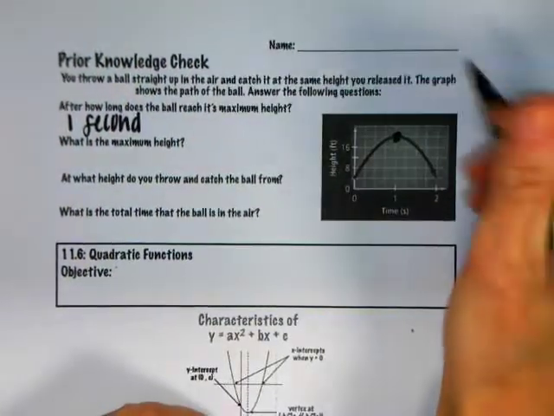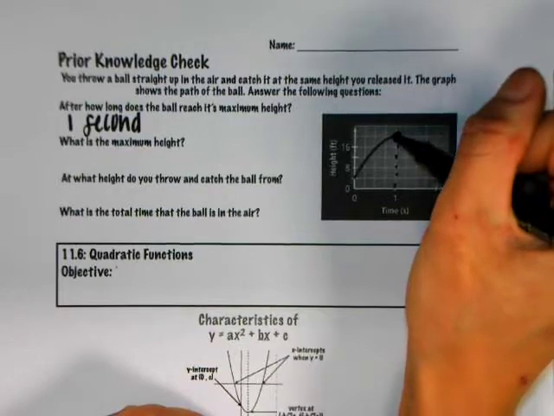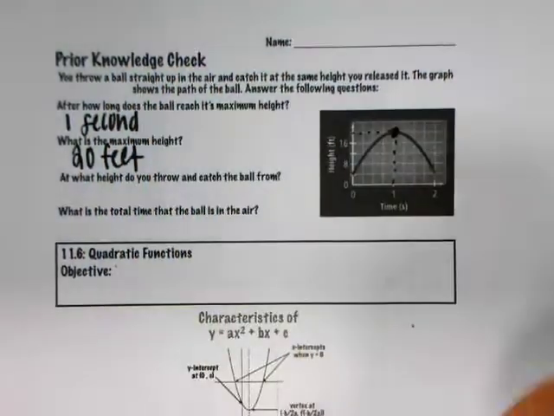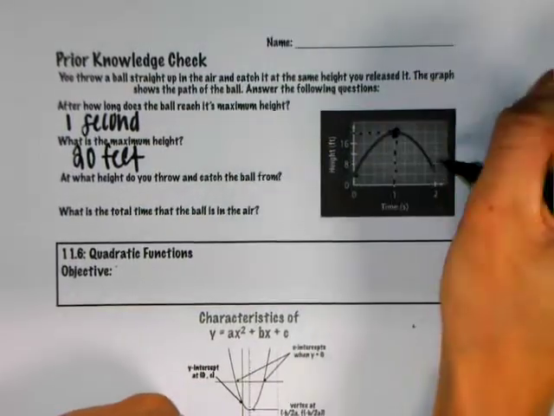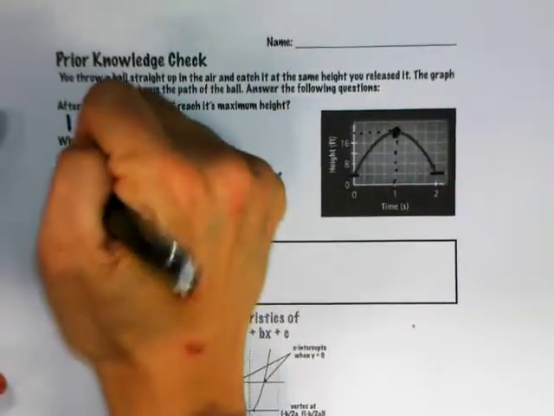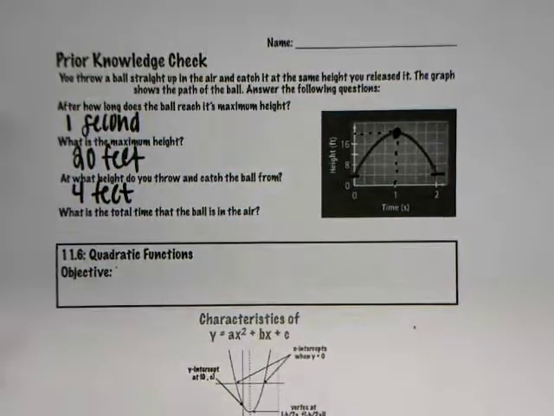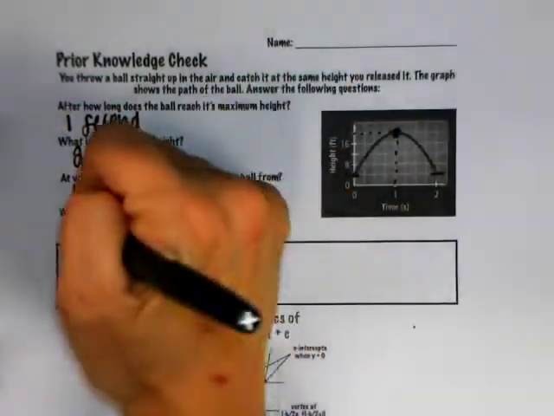What is the maximum height? 20 feet. Yep, so this is going by 4s, so that's going to be 20 feet. At what height do you throw and catch the ball from? So that's here and here. 4 feet. Yep, 4 feet. And then what is the total time that the ball is in the air? 2 seconds. Yep, 2 seconds.